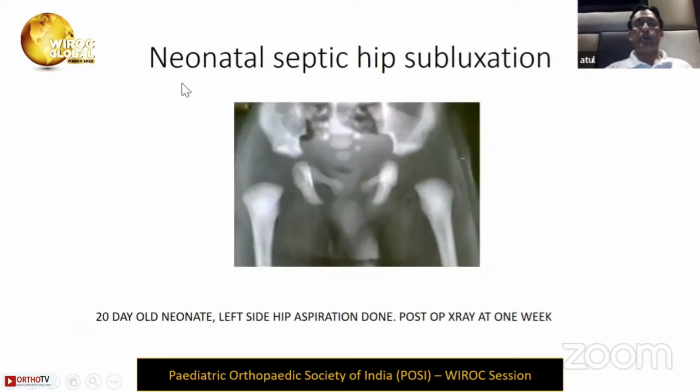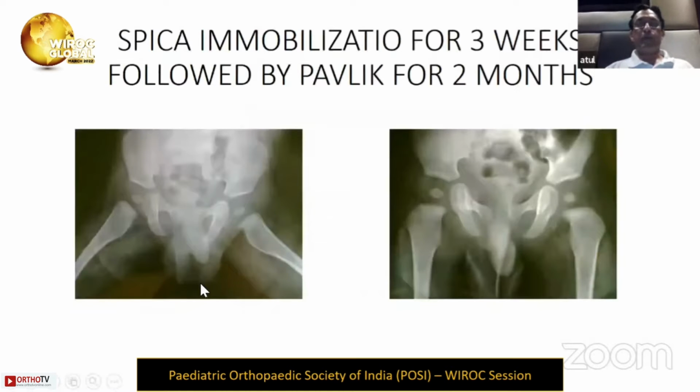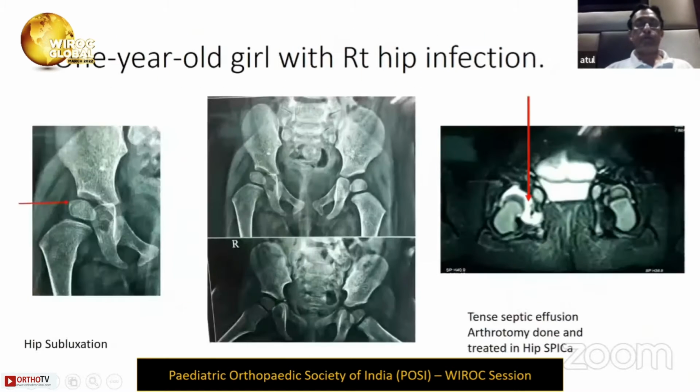Just an example of a child with neonatal septic hip subluxation. This is a 20-day-old child with left side hip subluxation, which was observed 1 week after the aspiration. His clinical parameters are improving, but his leg continued to be in adduction, and this X-ray revealed that the hip was subluxed. He was then put in a spica cast, followed by a Pavlik for 2 months. And you can see that the osteoid nucleus is well within position, and the acetabular remodeling also is good.